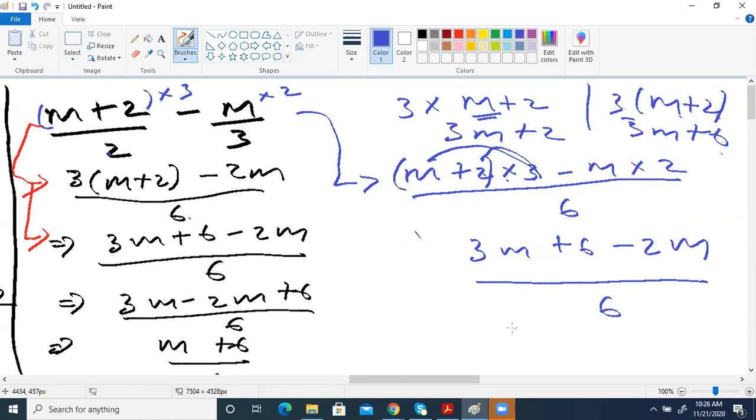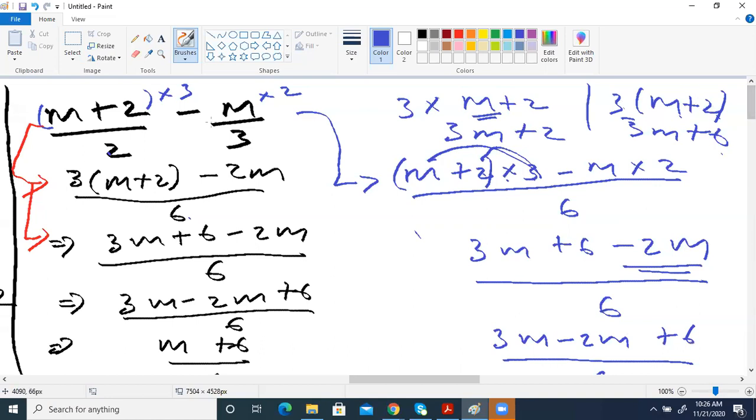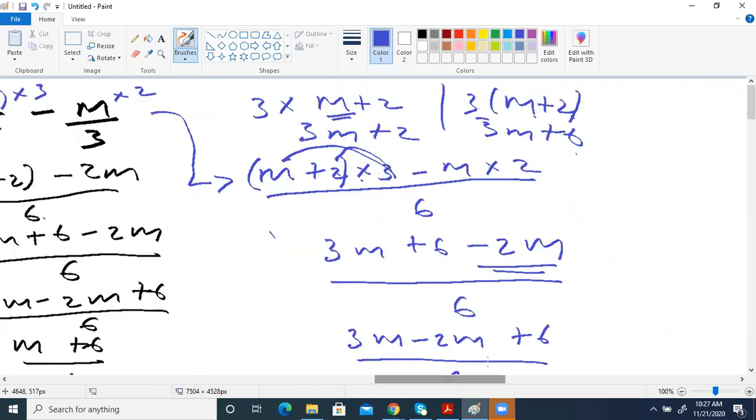So this now, when you group it, you have 3m. And when you group it, you bring the sign as well. So you have minus 2m plus 6. Then this now all over 6. Then this becomes m plus 6 over 6. All right? Just as before. So remember, guys, you have to multiply the entire numerator. And as we do more questions, you'll appreciate what's happening, right?